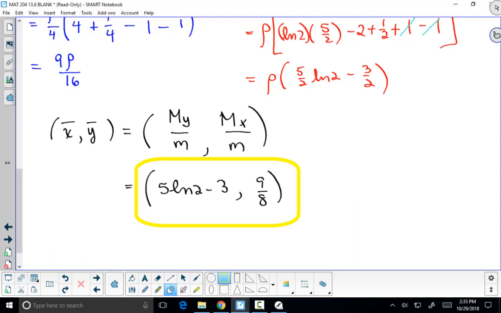Is that not backwards? Why does the y come first? So remember that the moment about the y-axis, we are using an x to figure out the moment about the y-axis. The moment about the y-axis is a tendency to rotate about the y-axis, which is an x coordinate. Right? So the moment about the y-axis is giving us distances from the y-axis. Moments from the y-axis, which dictate an x coordinate.